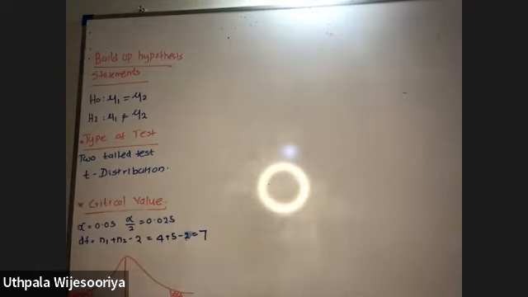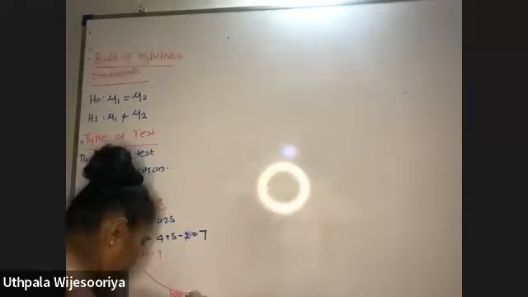Degree of freedom is 7. Each critical region has 0.025. What are the key values?